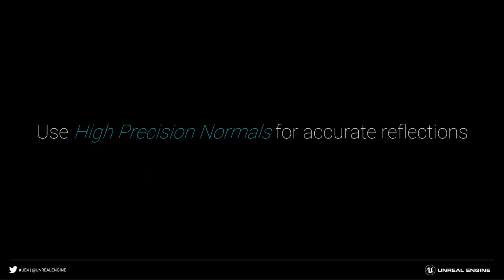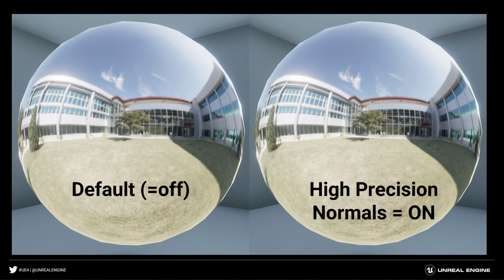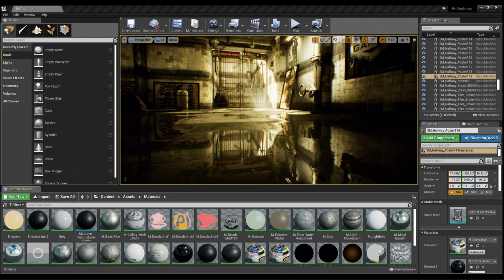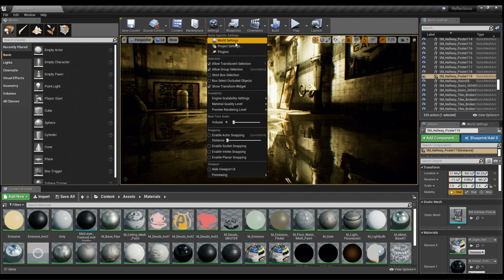The first thing we're going to take a look at is using high precision normals for accurate reflections in the engine. What does high precision normal mean? The image on the left is the default setting in Unreal Engine, where G-buffer precision normal is set to off, and the one on the right is on, and you can see some of the vertical and horizontal lines are a lot smoother.